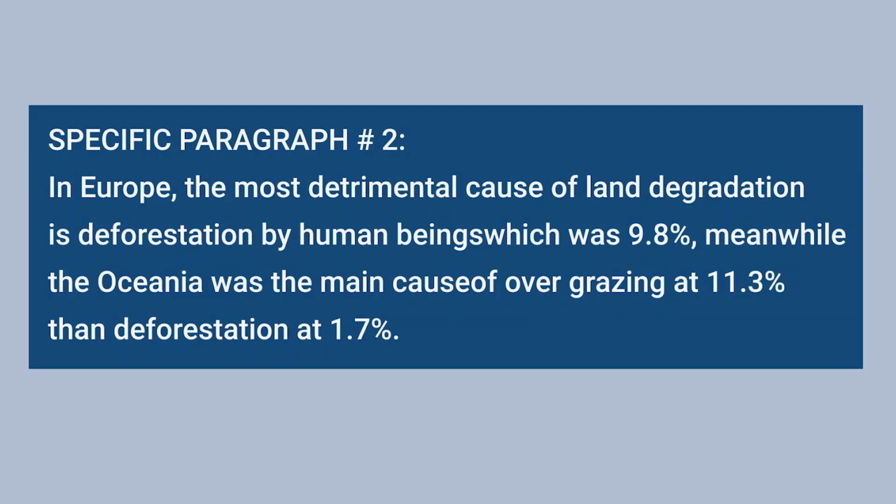And then followed by the specific paragraph number 2, in Europe, the most detrimental cause of land degradation is deforestation by human beings, which was 9.8%. Meanwhile, in Oceania, was the main cause of overgrazing at 11.3%, then deforestation at 1.7%.